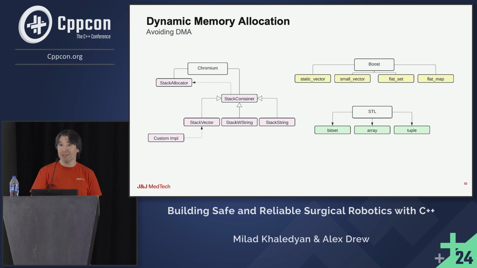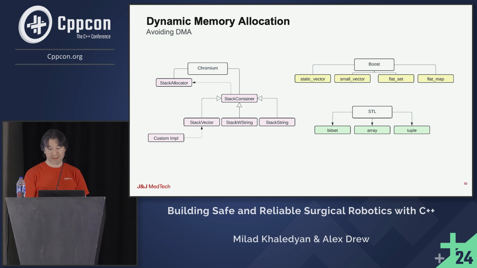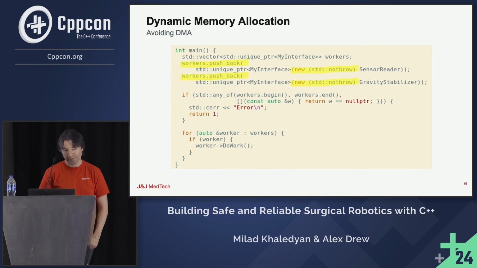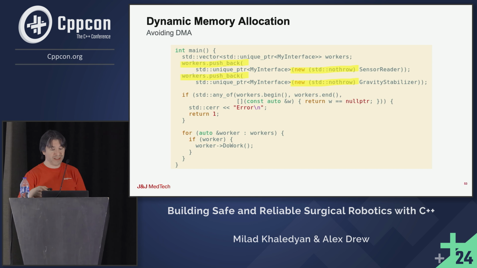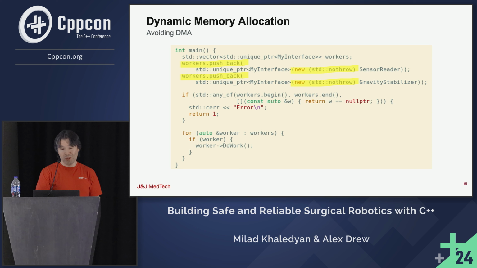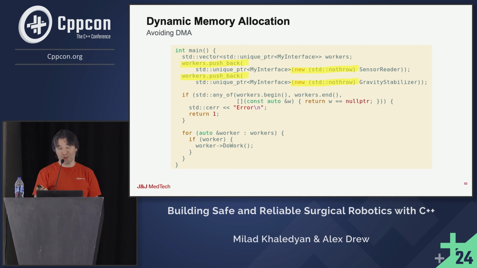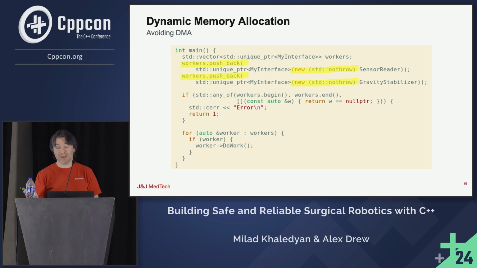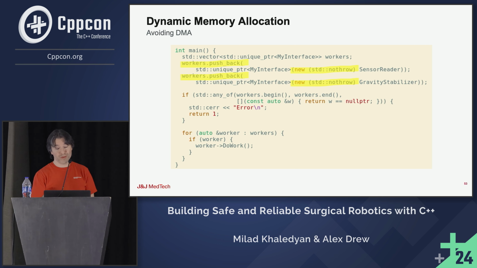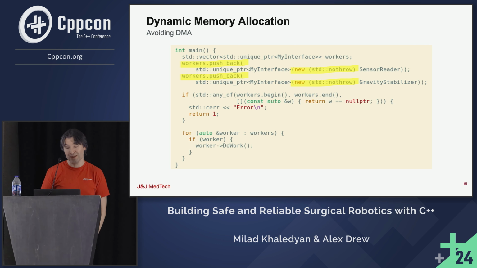Chromium provides a few other similar containers you can put on the stack. These are all good tools. So, kind of outside of the critical path, you might see code like this. We're creating some derived types, pushing them into a collection, pointing to the interface type, using standard unique pointer, creating a vector of unfixed size. So we're asking for dynamic memory here.